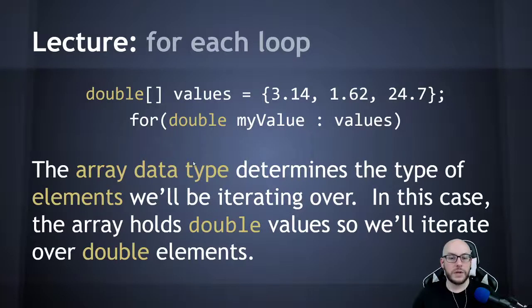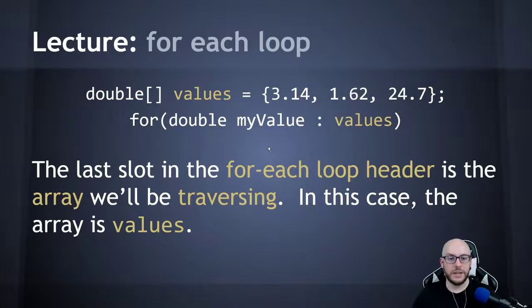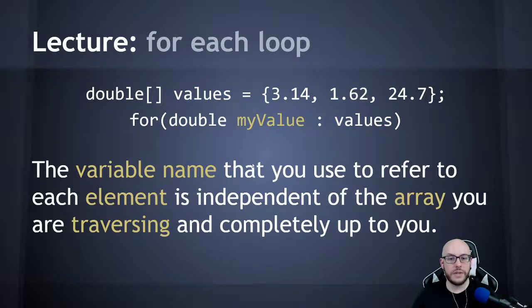The array data type determines the type of elements we'll be iterating over. In this case, the array holds doubles. So we'll iterate over double elements. The last slot in the for each loop header is the array we're traversing. In this case, that array is values. The variable name that you use to refer to each element is independent of the array. You come up with this. It's whatever you want to call it.